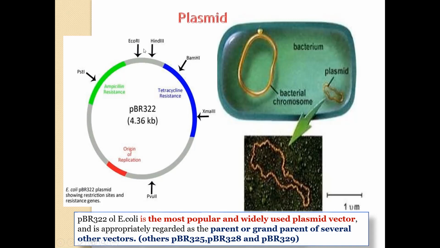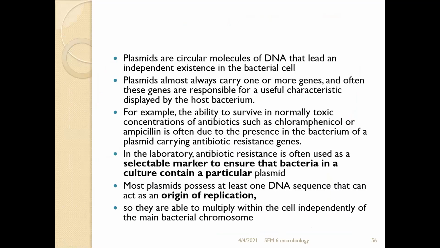Whatever gene we want to transfer, to check whether it has been transferred or not, this is useful. Plasmids are circular molecules of DNA that lead an independent existence in bacterial cells.